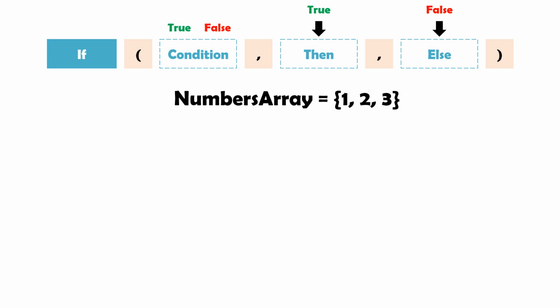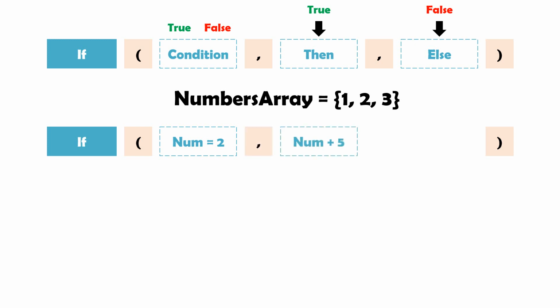We have an array that consists of three numbers. We want to set the following condition: if the number is equal to 2, this number should be summed with 5. If the number isn't equal to 2, that number should add up to 10.